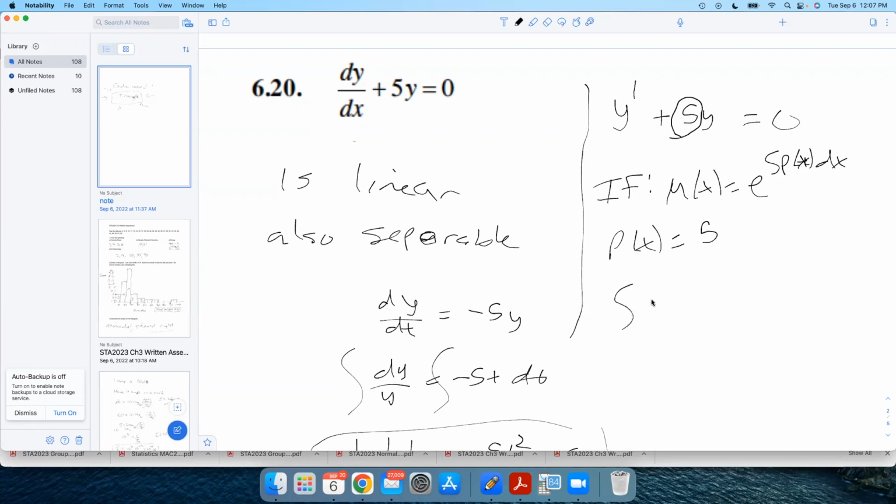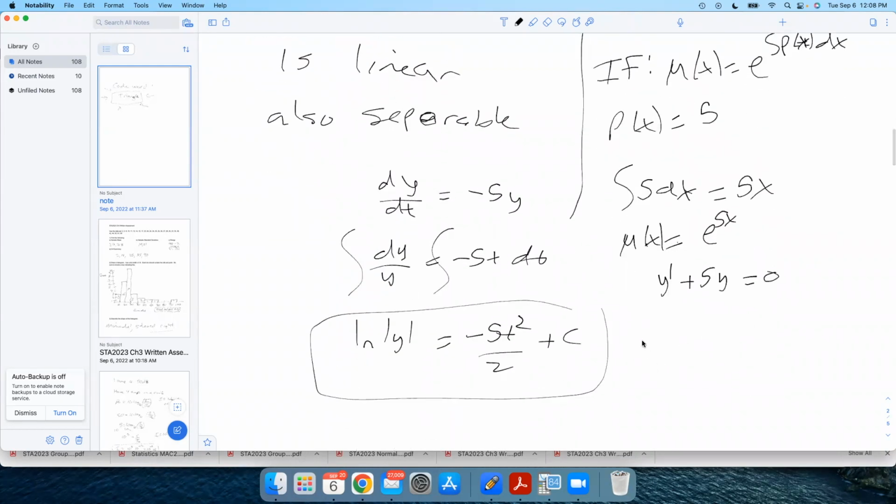So I want the antiderivative of 5 dx. Don't forget your dx. Every time you write an integral, you have to have a differential. That would be 5x. So now mu of x will be e to the 5x. So I'll have y prime. I'm going to multiply everybody by this, multiply everybody by the integrating factor.